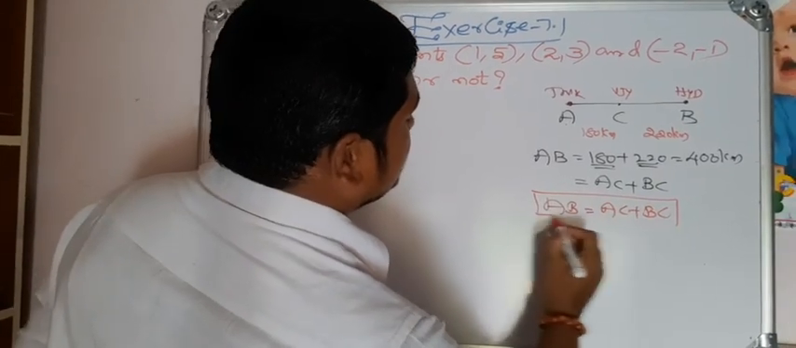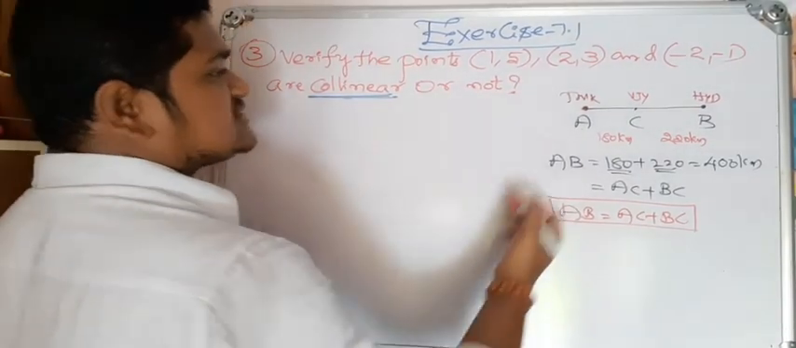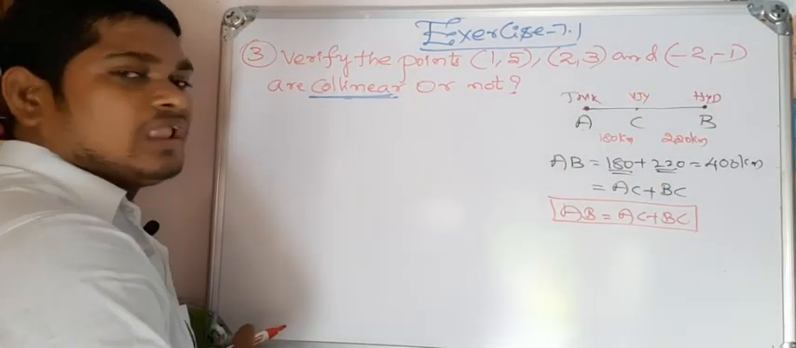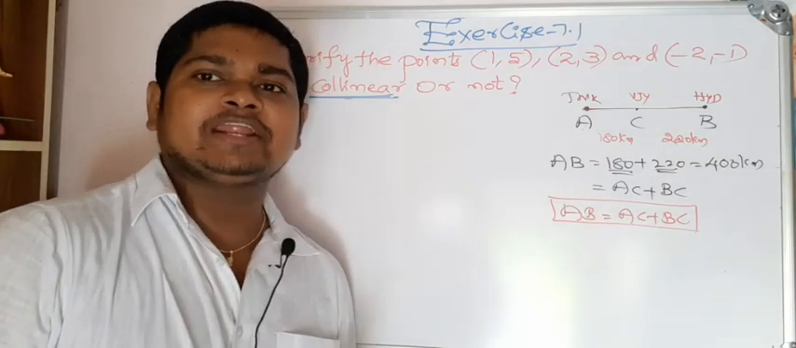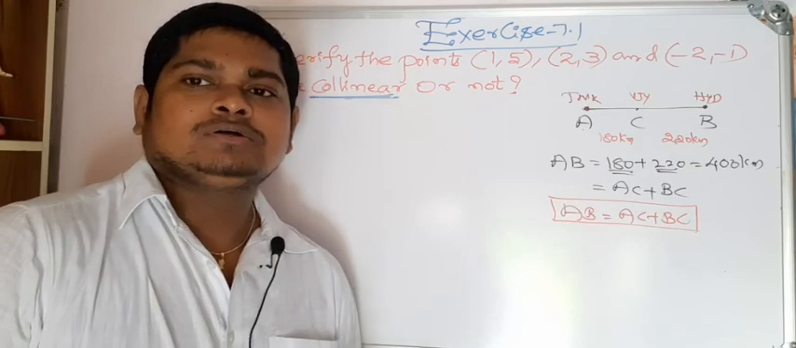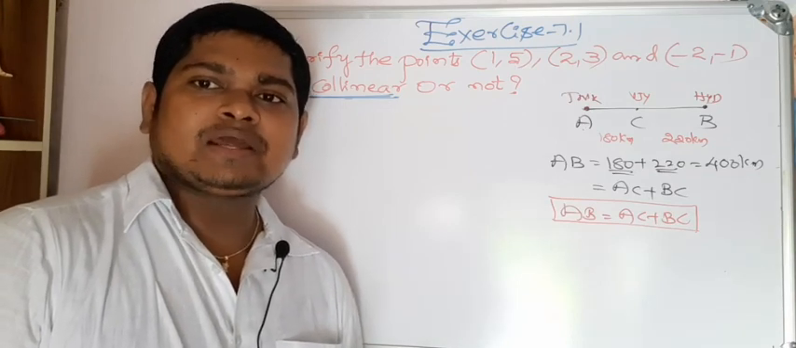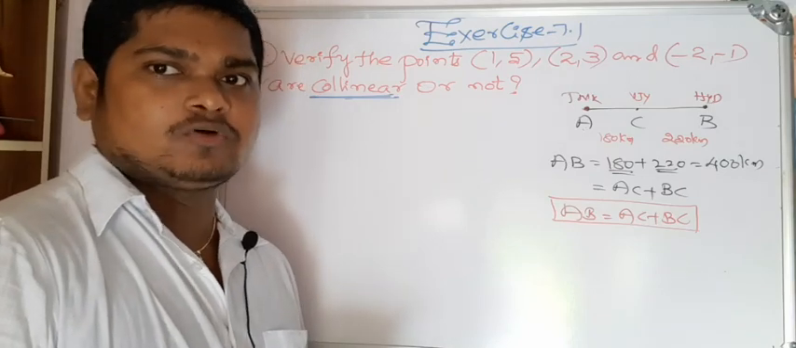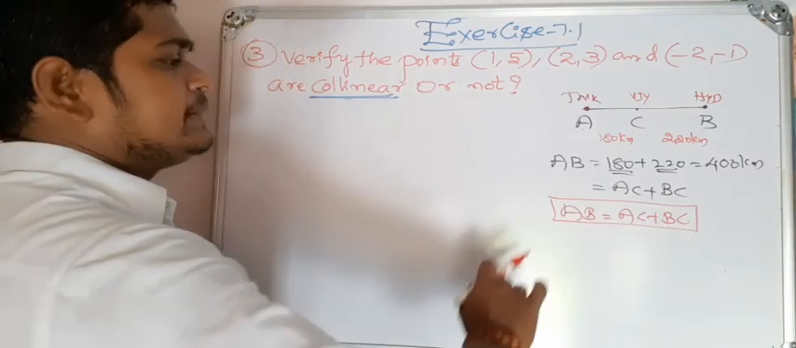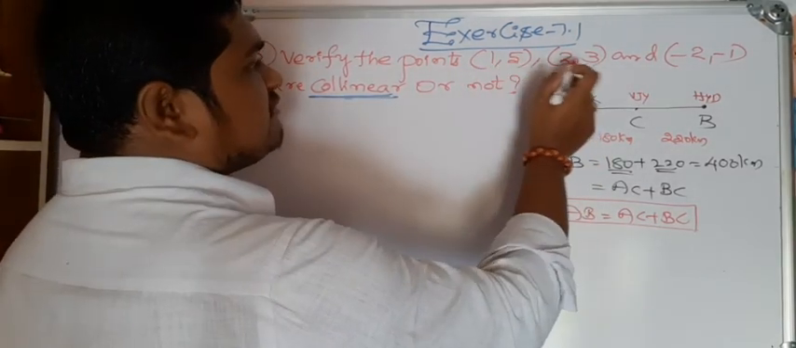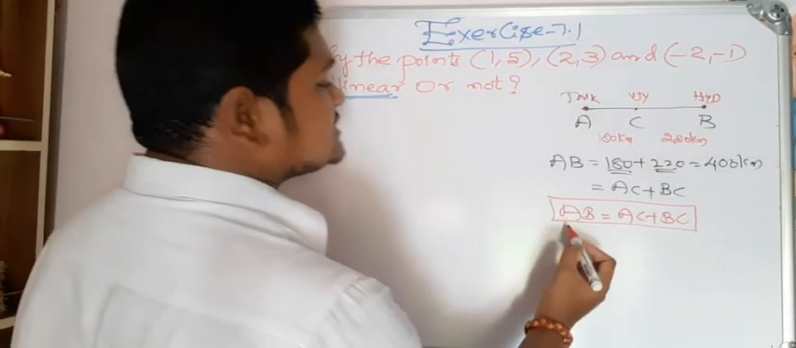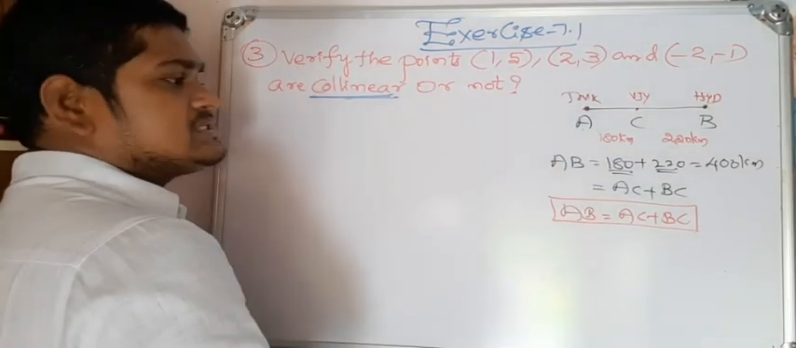Suppose we have to say those 3 points are collinear. That means those 3 points lie on the same line. Lying on the same line is nothing but collinear points. In some problems they give points and ask to show that the given points lie on the same line. Then only we prove collinear points. Collinear is nothing but those points lie on the same line. See here, they gave 3 points. We have to prove whether (1, 5), (2, 3), (-2, -1) are collinear or not, which means we have to check this condition, that is AB is equal to AC plus BC.